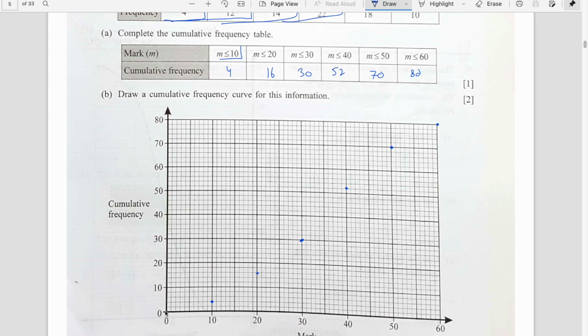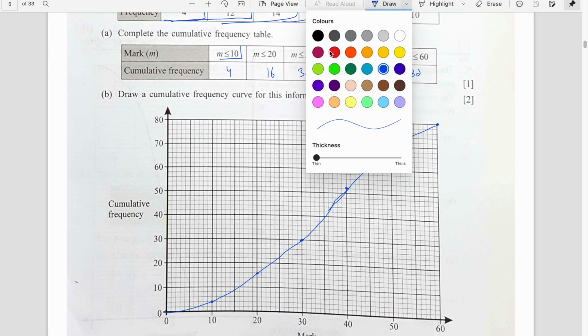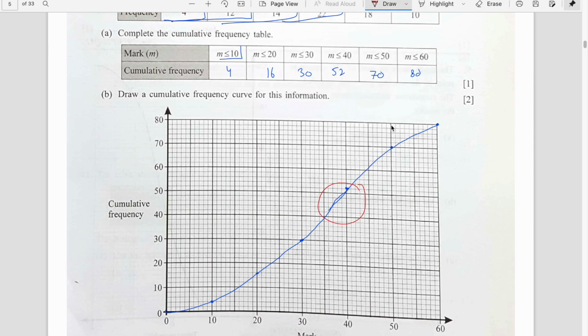Now from 0, trying my best to draw a smooth curve, and this should not happen. Be careful about that.